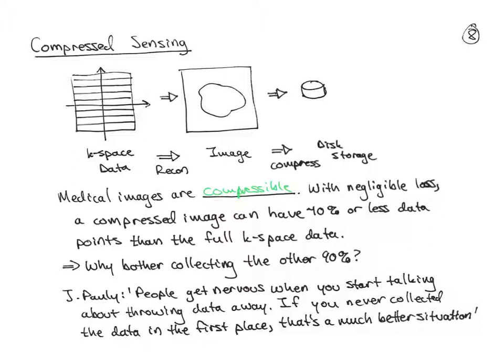And with negligible loss, a compressed image can have maybe 10% or even less data points than the full k-space data. So the question then is, why bother collecting the other 90% of the data if we can compress it down to something so small? This is a good quote here: people get nervous when you start talking about throwing data away from a medical image, but if you never collected the data in the first place, well, that's a much better situation.